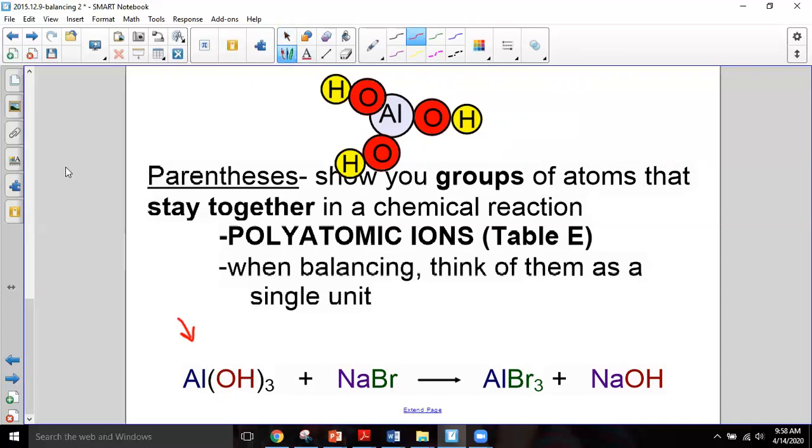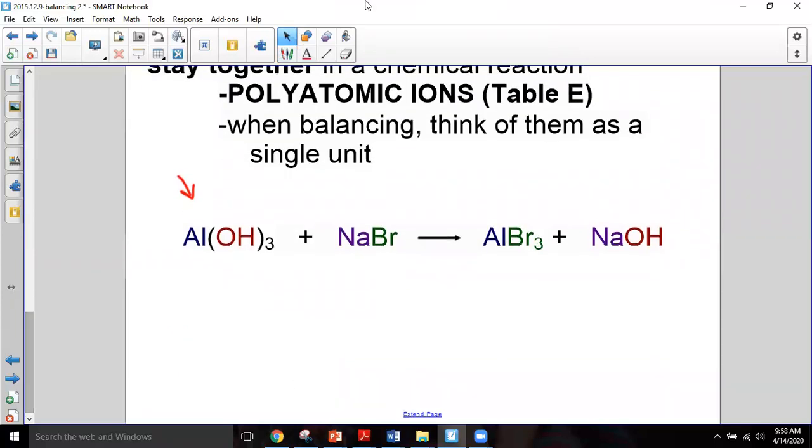So when I want to balance this equation, I'm going to balance my polyatomic ions first, my parentheses first. So when I look at this and I see on the left-hand side, I have 3 groups of OH on my reactant side. I go over on the product side, I only see 1 group. So to make it so I have 3, I would put a 3 in the front right here. 3 groups of OH on the left side, 3 groups of OH on the right side.